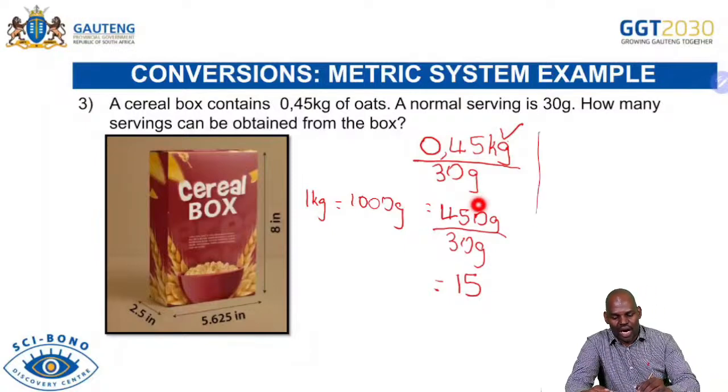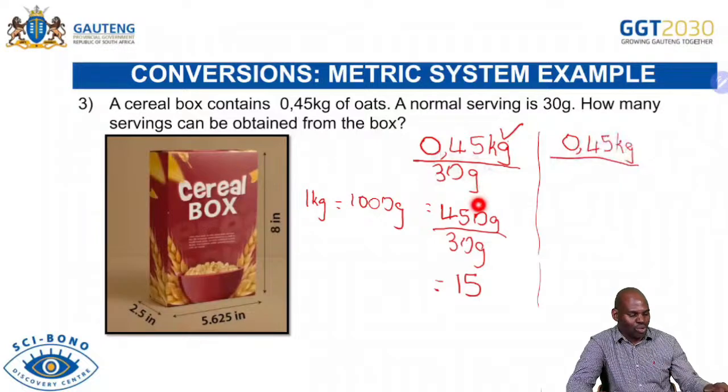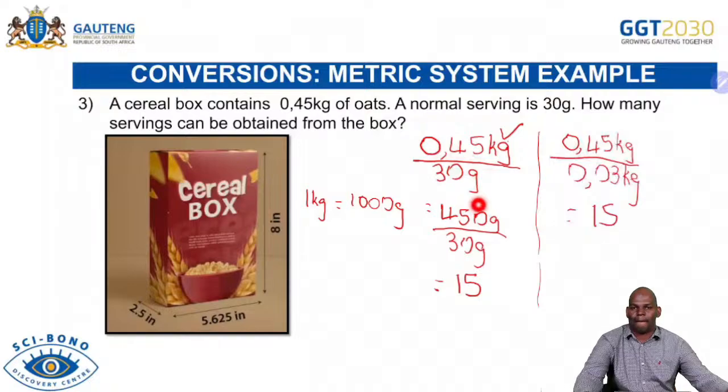Right, and the other way of doing it is that some of you might convert the 30 grams. So we've got 0.45 kilograms, and then we divide it by, instead of 30 grams, we convert the 30 grams to kilograms, we divide it by 1000. 30 divided by 1000 is 0.03. It's now in kilograms, but in the end the answer is the same, it's still 15.